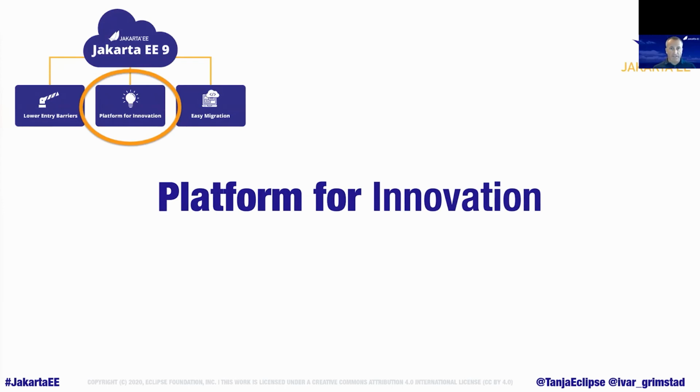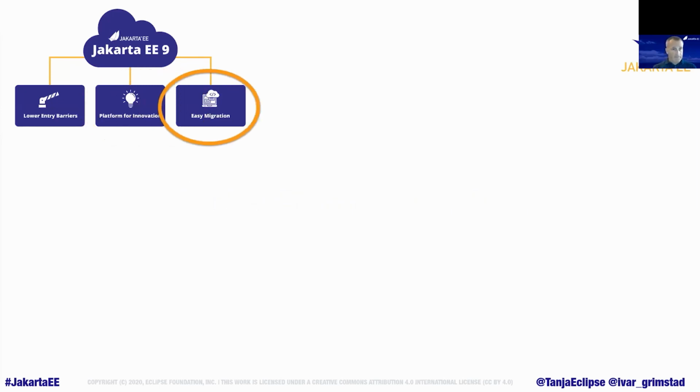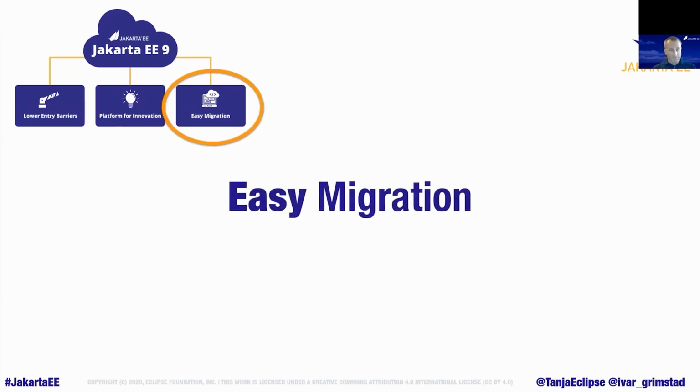And part of this is the namespace change, because as long as we are on the javax namespace, we cannot evolve the APIs. So by moving to the Jakarta namespace, we can evolve the APIs as we like. And we want to provide an easier migration from the older technologies, whether you're on Java EE8 or Jakarta EE8 or even earlier. We want to make the migration easy to Jakarta EE9, and that's why we don't add a lot of new stuff. We just remove a few little things.